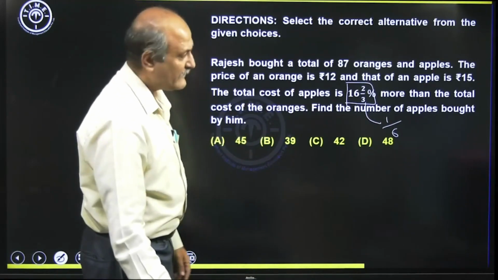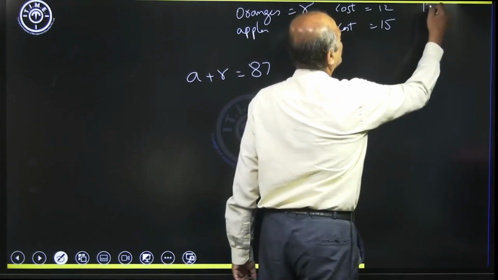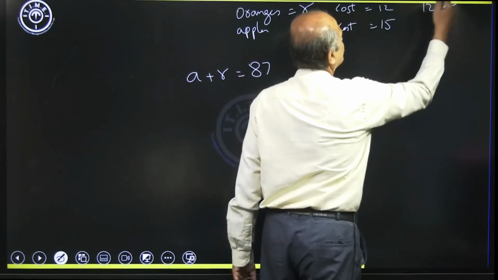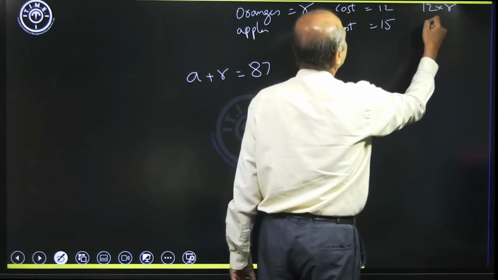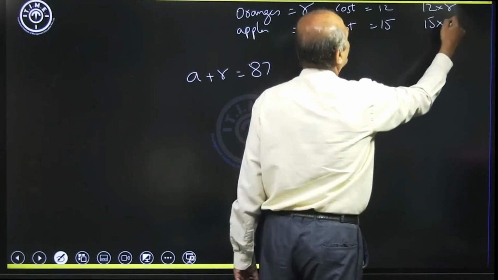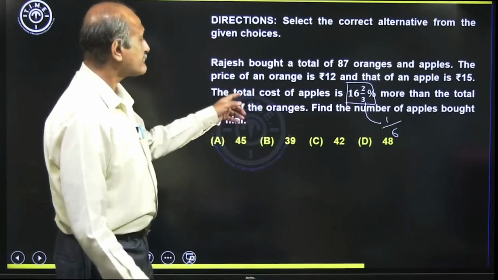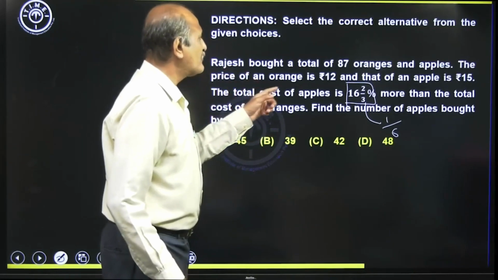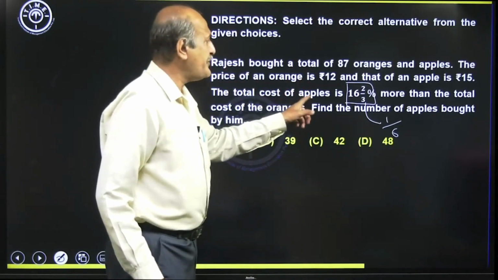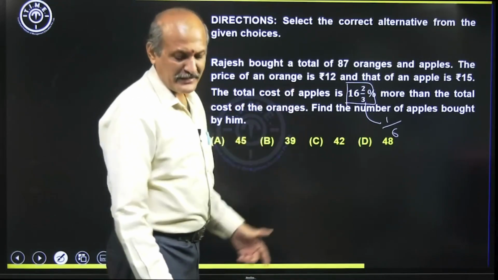Let's understand this one. What is the total cost of oranges here? It is 12 into R. That's the total cost for oranges. The total cost for apples we can tell is equal to 15 into A. The description tells us the total cost of the apples, which is 15 into A, is 1/6 more than the cost of oranges, that is 12 into R.